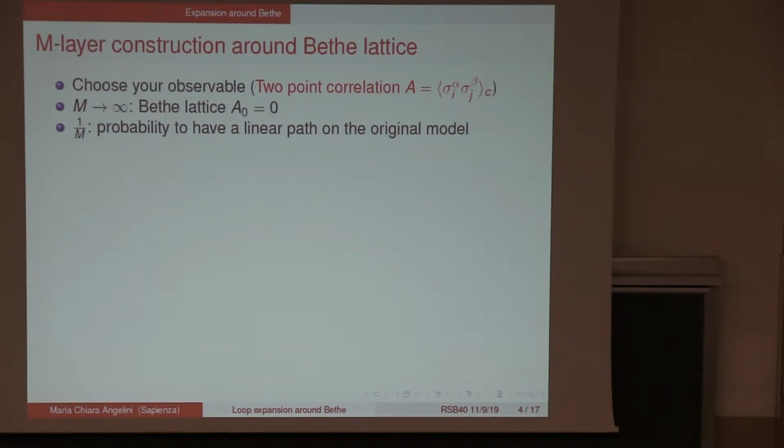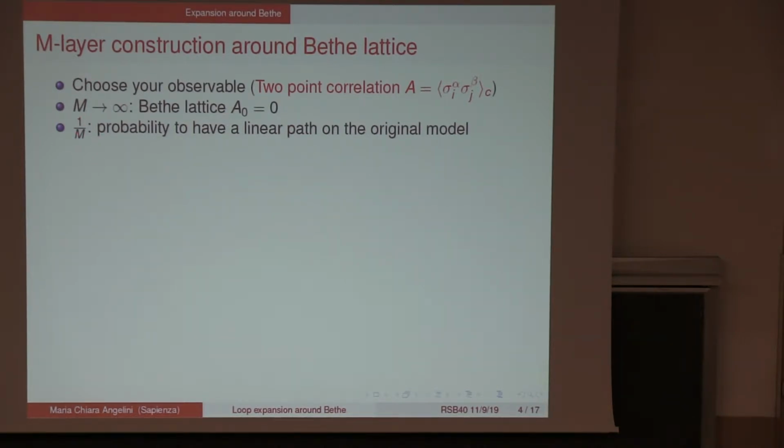So choose an observable, for example, the connected two-point correlation function, exactly this one. For m equal to infinity, we have said that we have a Bethe lattice, so this correlation function is exactly 0, because if I pick at random 2 points on a Bethe lattice, they will be at an extensive distance, so the correlation will decay to 0. Then, what is the order 1 over m correction?